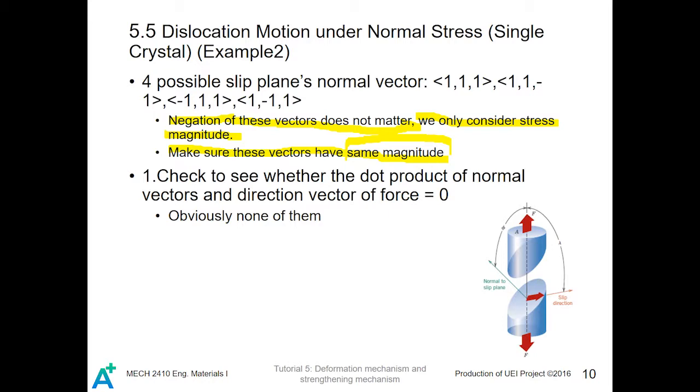And the first thing is, how do we check it? We need to first check whether the dot product of the normal vector and the direction vector of force is equal to 0. If it is equal to 0, what does it mean? It means that there is no shear stress component on the slip plane, and no matter how large a force you apply, there will not be a slip system, and the slip system won't activate. And obviously, by the definition of the dot product, none of them is satisfied by this requirement.